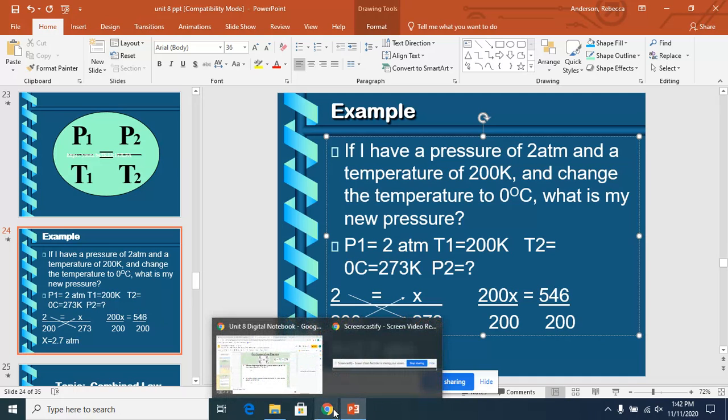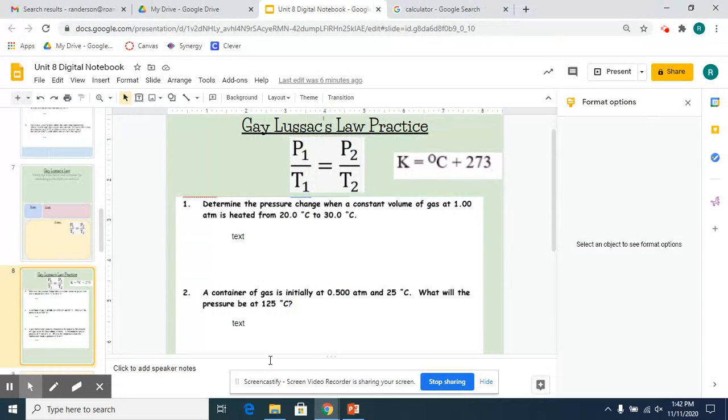So in your digital notebook, you have 3 problems for this. I do have the formulas up top for you. If you need questions or need help checking these problems, let me know, and I'll be happy to help.